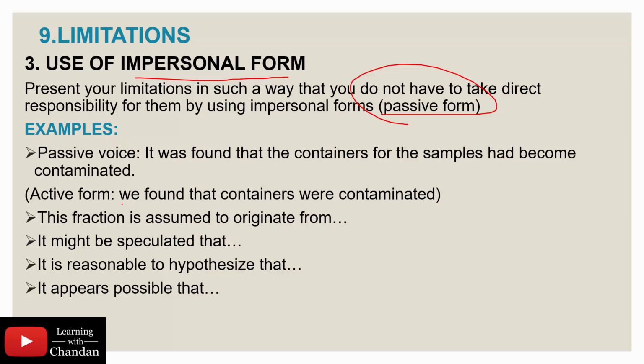Instead, if the author would have written "we found," it would have directly implicated the author of the shortcoming or the limitation. So it can be neutralized in a more impersonal form by using the passive form like "it was found." You can use the words "it is assumed," "speculated," "reasonable to hypothesize," or simply "appears" or "seems," which use impersonal form in the English sentence structure rather than using the active form.